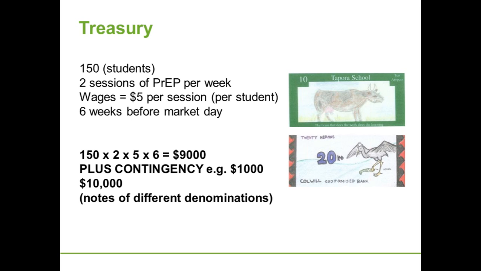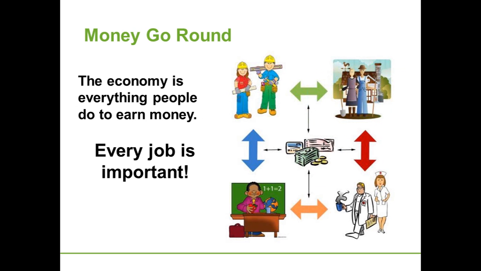We talk about, on the next slide, the money go round. So why would you even bother having a treasury? You could just print the money and put it out there and not actually keep a coordinated approach to what has gone out into your economy. Well, in the economy, it's everything people do to earn money, and every job is really important. And having a treasury helps you keep tabs on what money is in circulation.